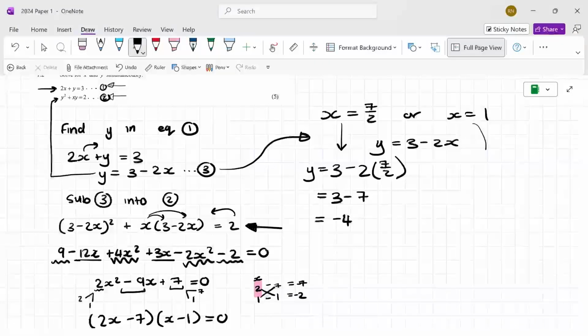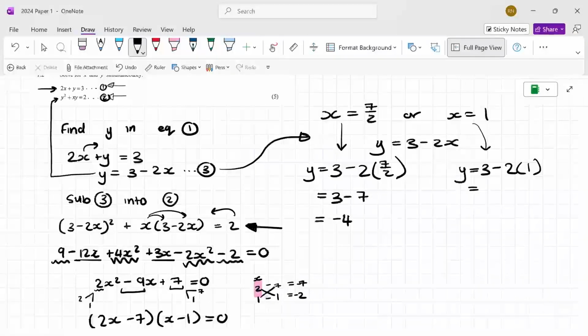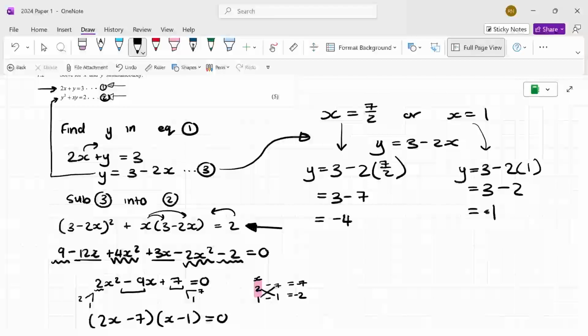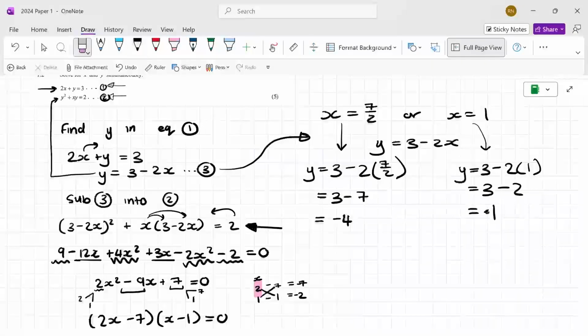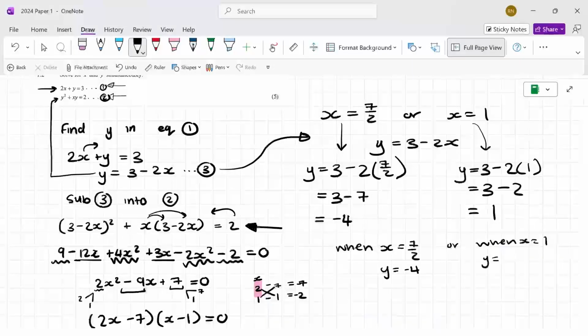And then if my x is equal to 1, I'll have y equals 3 minus 2 times 1, which is equal to 3 minus 2, which is equal to 1. Oh, 1. Okay, so those are my two answers. You can write it as: when x is equal to 7 over 2, y is equal to minus 4, or when x is equal to 1, y is also equal to 1.